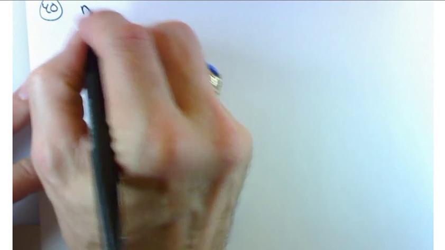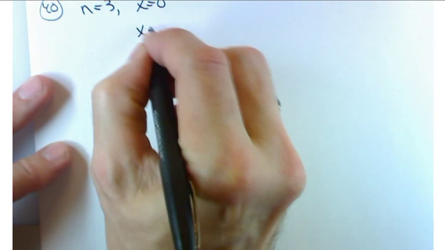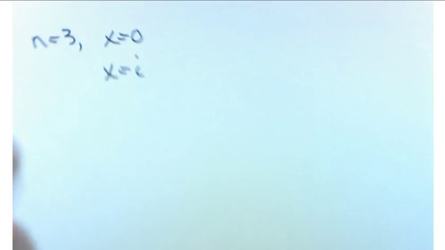So where could we use that? How would we use it? Well, let's take a look at problem number 40. You're asked to kind of reverse engineer a polynomial with degree 3. So they tell you that n equals 3. And they have a root at 0 and a root at i. So that's the information that's given to you here.